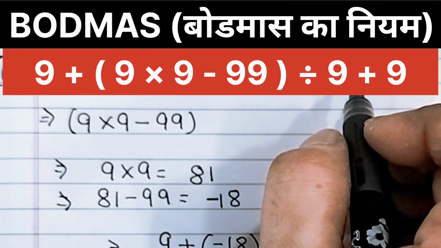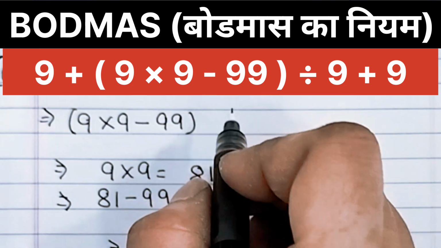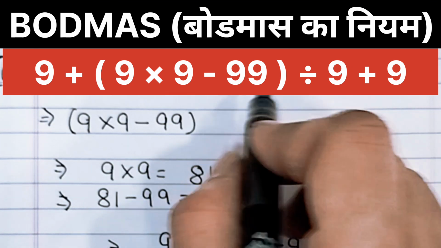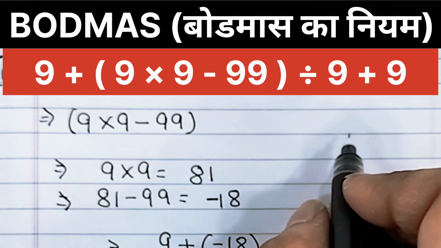By strictly following the order of operations BODMAS, we ensure that the complex parts of the equation, brackets and divisions, are resolved before the simpler arithmetic. And the final answer is 16.